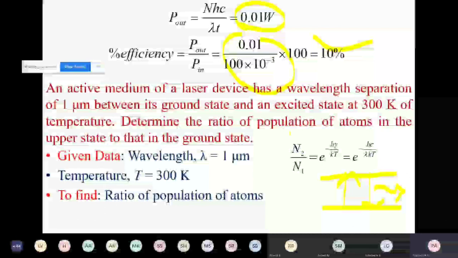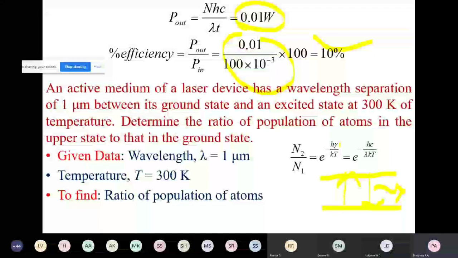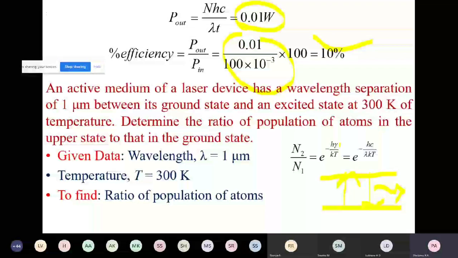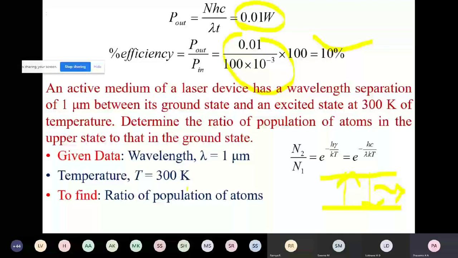While deriving the expression for the energy density of a laser beam, I had taken the Boltzmann factor, which is N2 by N1 is equal to e power minus h nu by kT, or hc by lambda kT, because nu is equal to c by lambda, because c is the product of wavelength and frequency. And here k is known as the Boltzmann constant, whose value is 1.38 into 10 power minus 23 joule per degree Kelvin. T is temperature, that is given 300 degree Kelvin. And lambda is also mentioned, 1 micrometer, 1 into 10 power minus 6 meter.